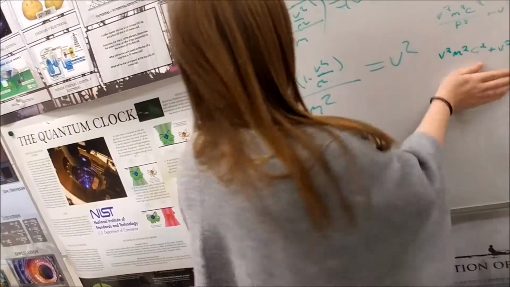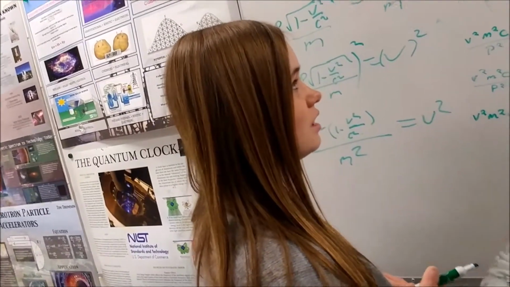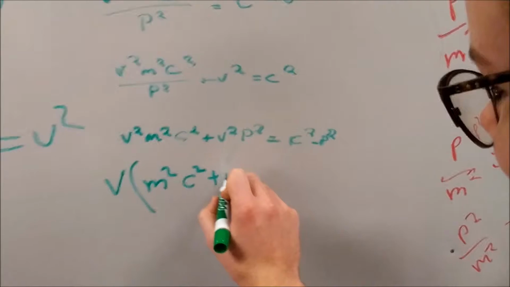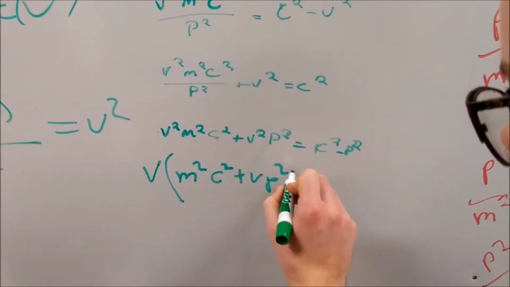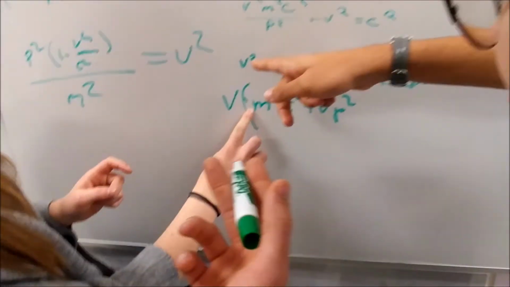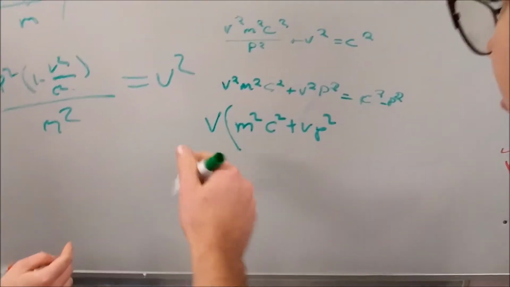What if I wrote something like 5x plus 4x? I would get rid of x. How would you write this in simpler terms? x times 5 plus 4. Wait, v squared m squared, c squared plus p squared. We're missing a v. You can factor v squared, because you have v squared in both terms. It's a factor of v squared. And then get rid of all the v's.